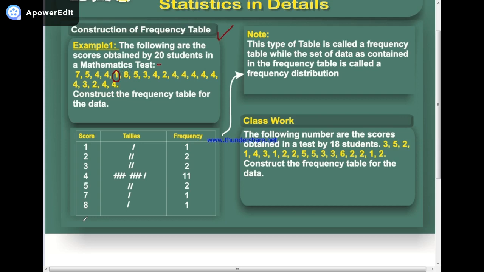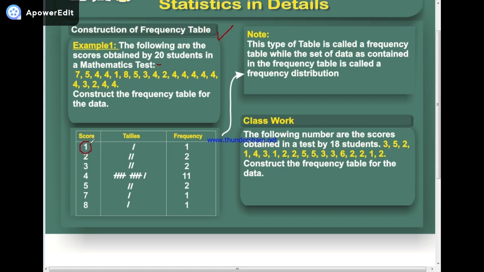Now, the next thing is to work on the tally. The meaning of tally is just for you to generate your frequency. Tally helps in generating frequency. It is just the act of representing a number with a stroke.